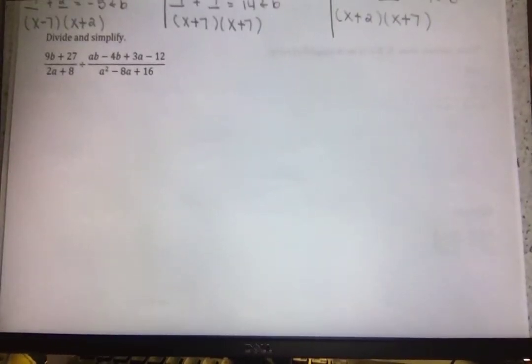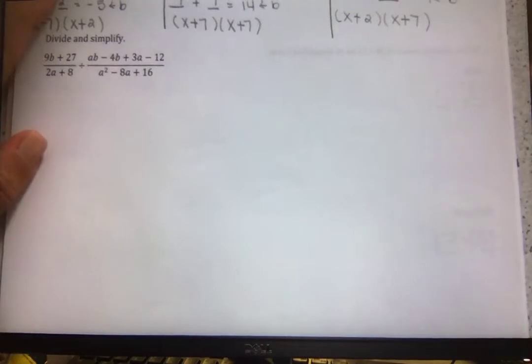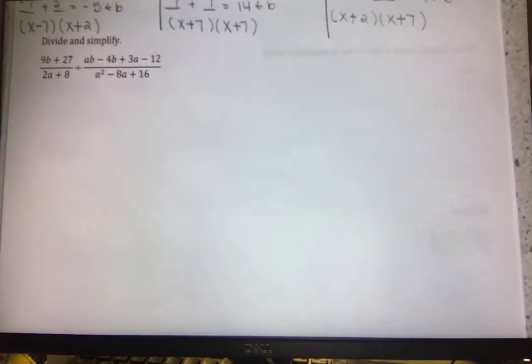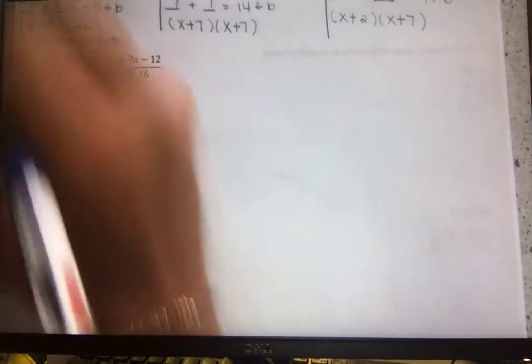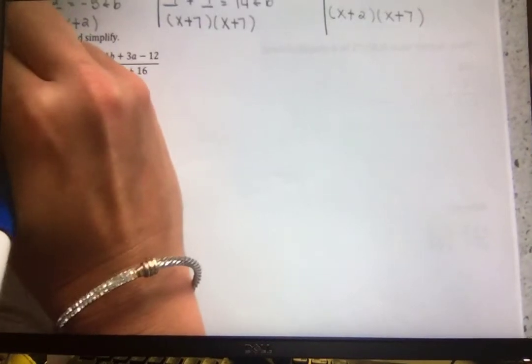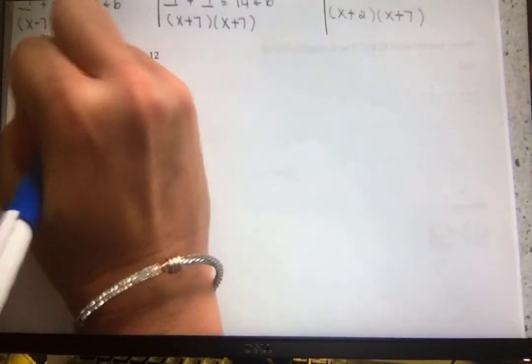So exactly the same as the previous one. We're going to factor each one separately and then bring it all together. So 9b plus 27, GCF. 9. And we're left with b plus 3, so that's done.